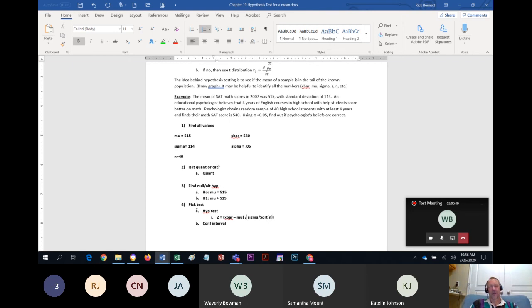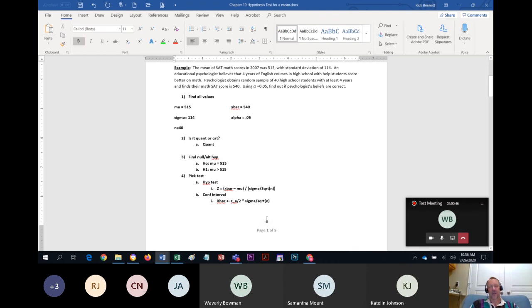I forget the parentheses here. Okay. So that's the equation we would use for the hypothesis test. For the confidence interval, it would be X bar plus or minus Z sub alpha over 2 times sigma divided by the square root of n. Now, most of the time I'm going to focus on hypothesis test, but you should also know how to do the confidence interval.